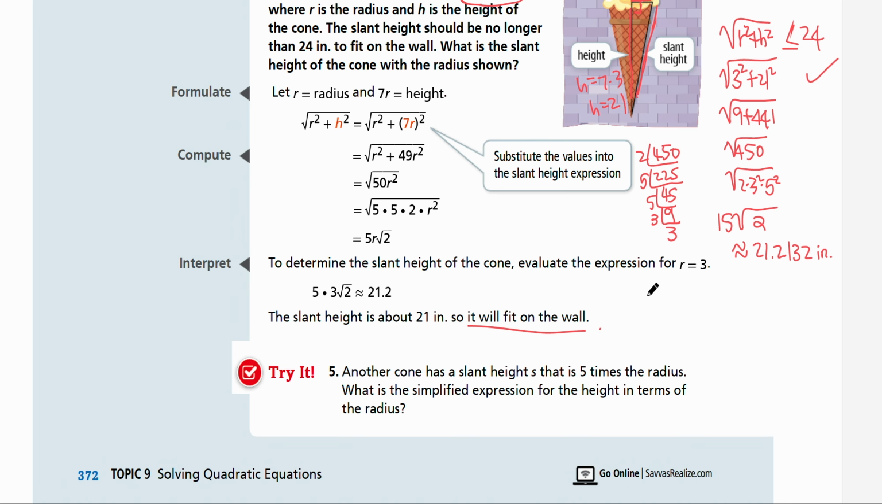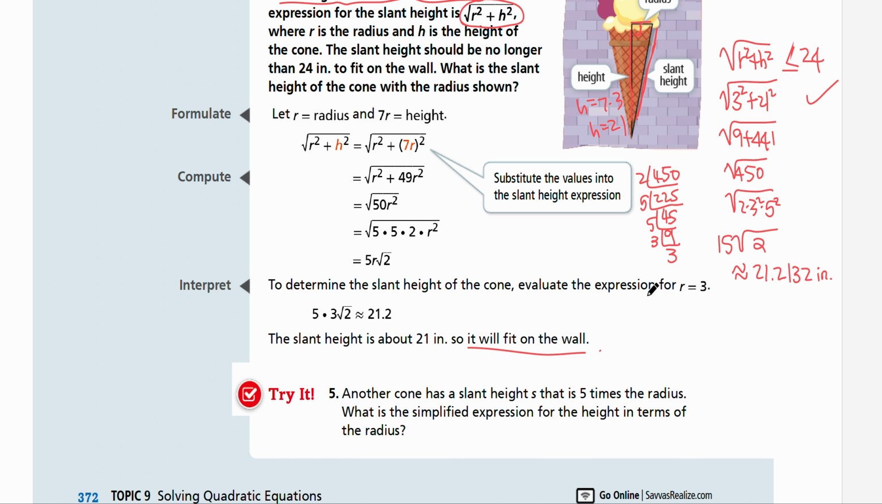Okay, are you ready? So using the same situation in the equation, the slant height is equal to the root of r squared plus h squared. We know that s is 5 times the radius, so we can rewrite this equation in terms of r. 5 times r would be the slant height, then the root of r squared plus h squared. And so we want to simplify the expression, solve for the height in terms of the radius.